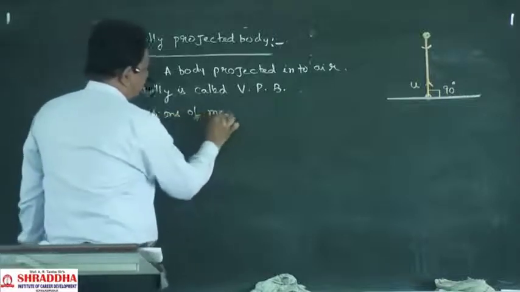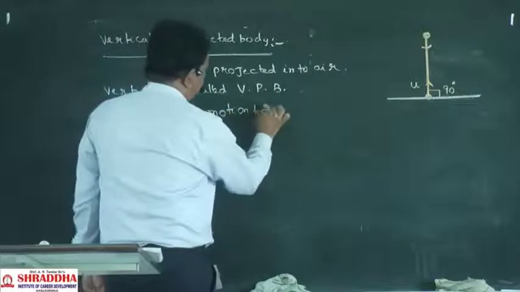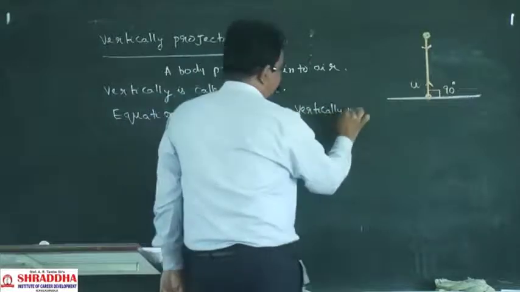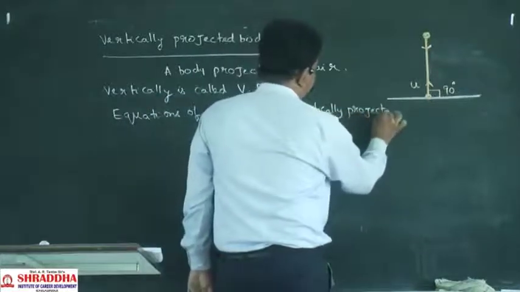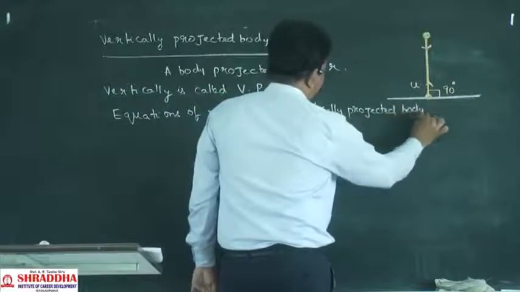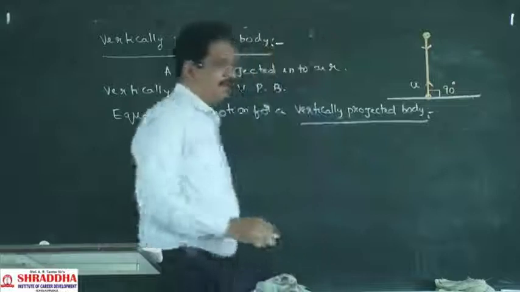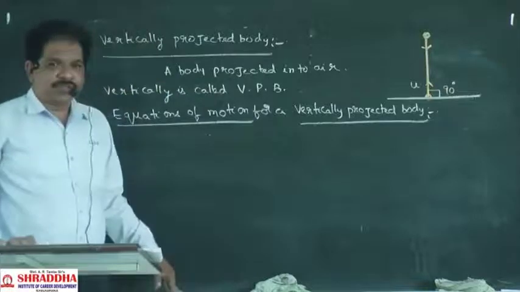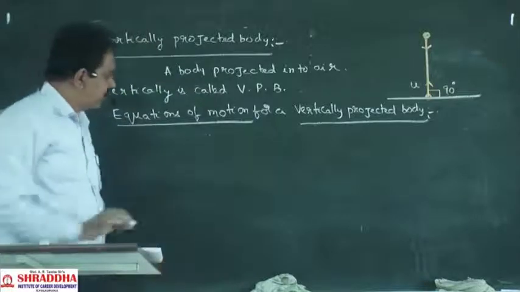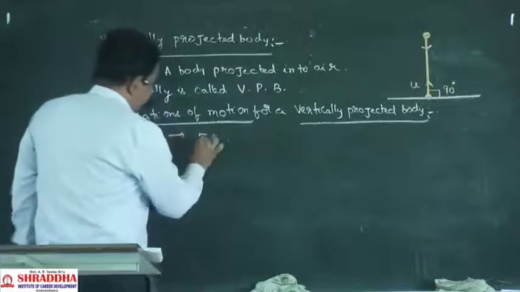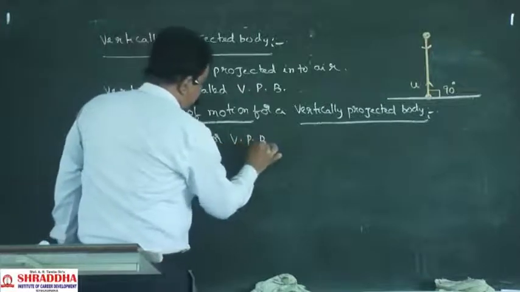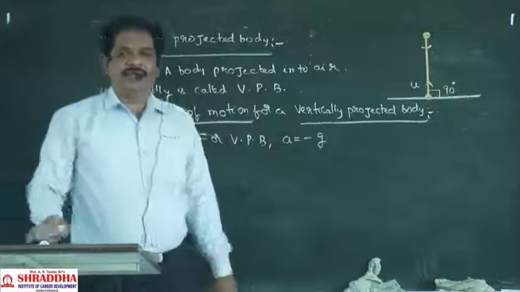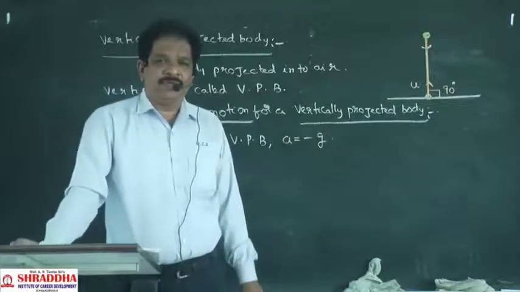Equations of motion for a vertically projected body. For a vertically projected body, what are the equations of motion? Okay. Here what to consider is, for a vertically projected body, the value of a will be minus g.